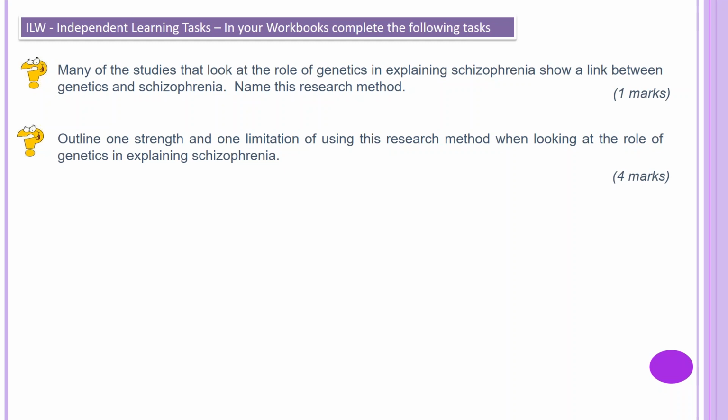Outline one strength and one limitation of using this research method when looking at the role of genetics in explaining schizophrenia. So, strengths and weaknesses of natural experiments. You need one strength from the following. A natural experiment enables us to research behaviours that could not otherwise be investigated experimentally because it involves a naturally occurring independent variable, in this case schizophrenia in twins. This means it can be used to investigate phenomena which would not be practical or ethical to manipulate in a laboratory or field experiment where the IV is controlled more.